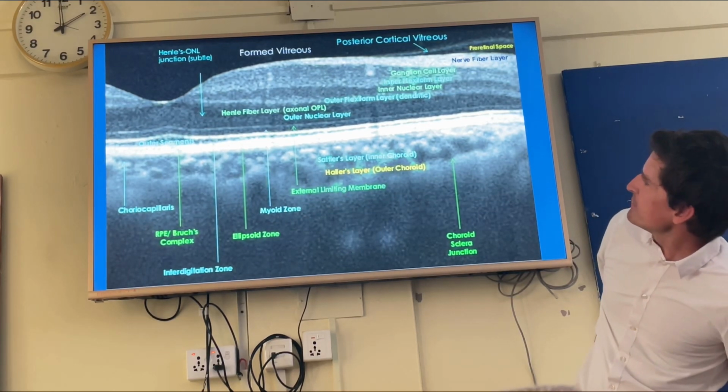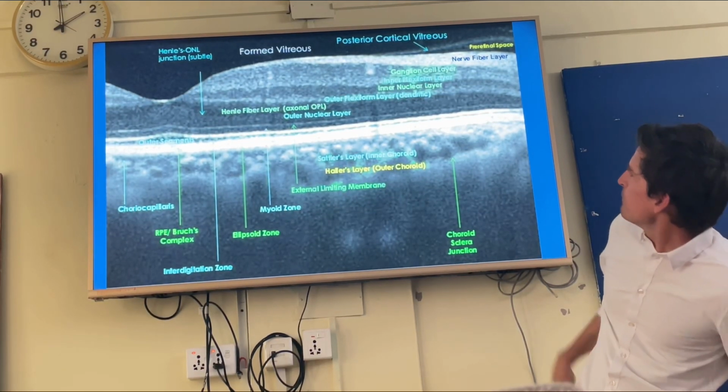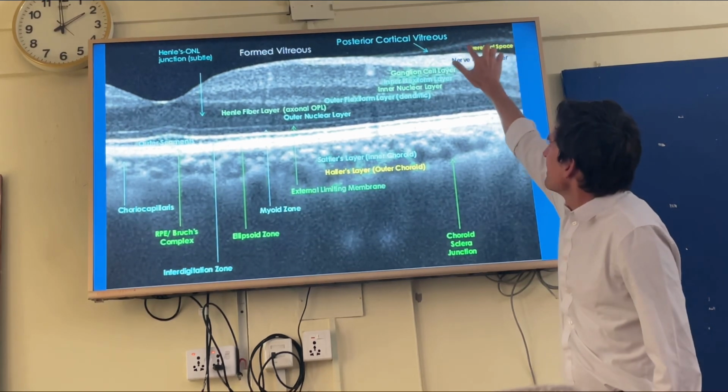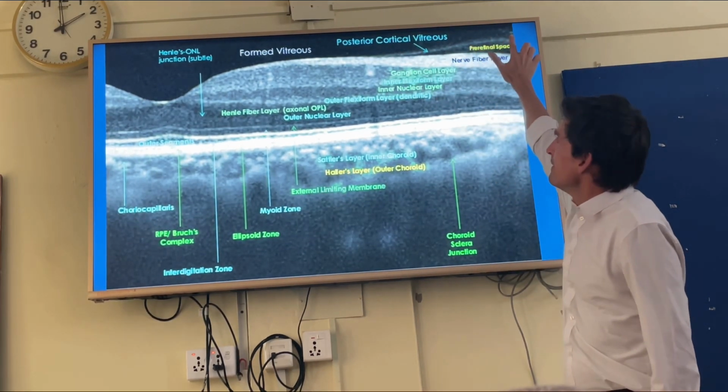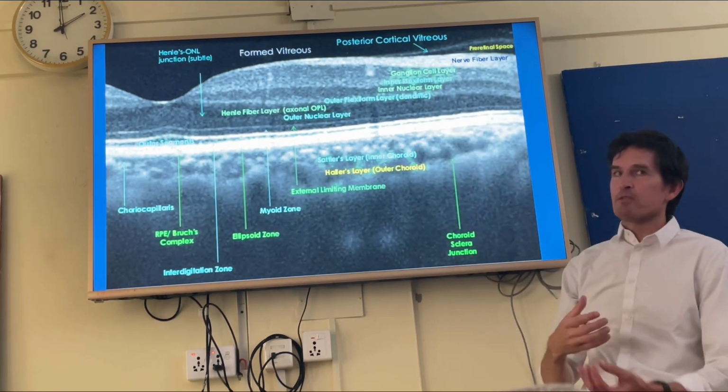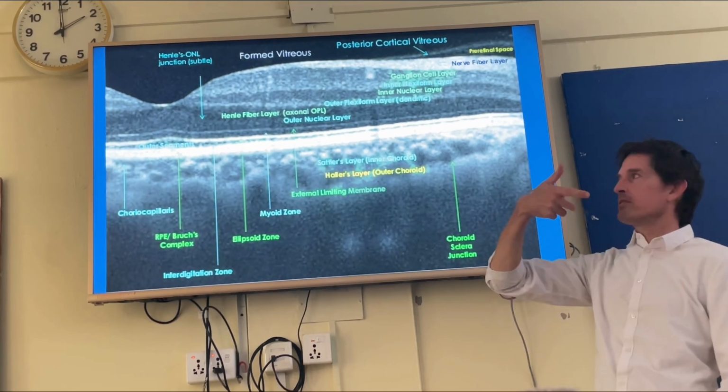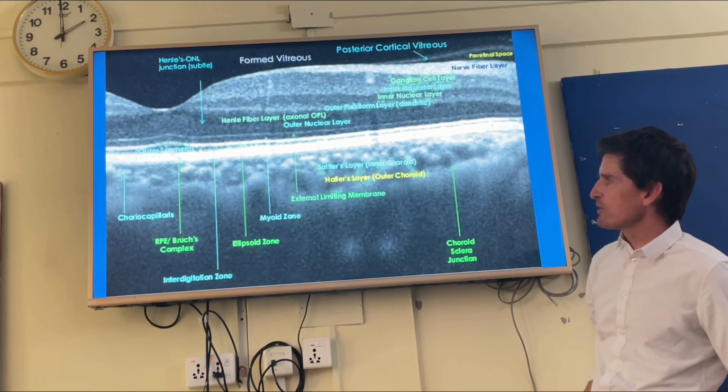What else is important? What's this up here? Right, so sometimes you'll see traction, right? You'll see the vitreous coming up with vitreomacular traction.